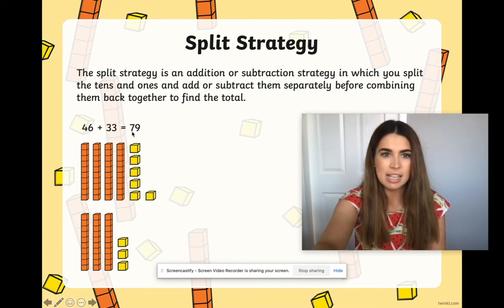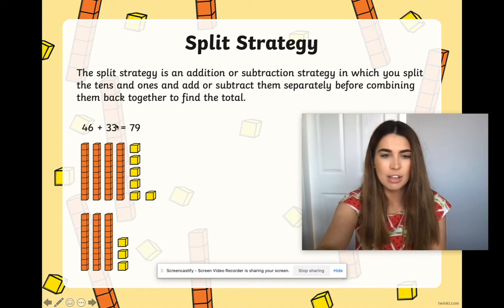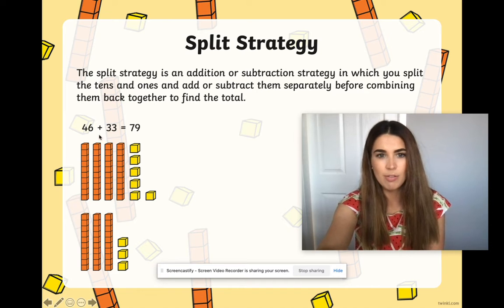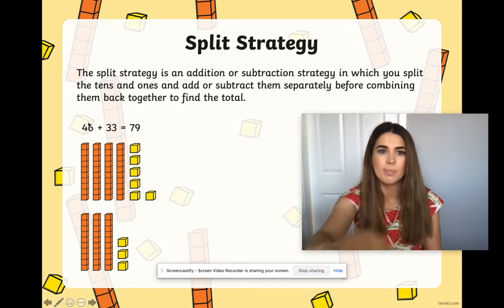If I have the number sentence 46 plus 33 equals 79, I can represent those two numbers like this using my MAB materials. Here we have 46. Let's count it together just to double check. 10, 20, 30, 40, 41, 42, 43, 44, 45, 46. This here is my first number, 46, represented with MAB blocks.